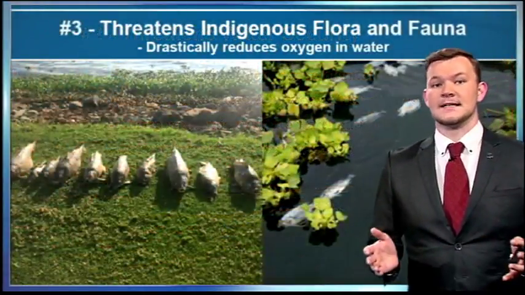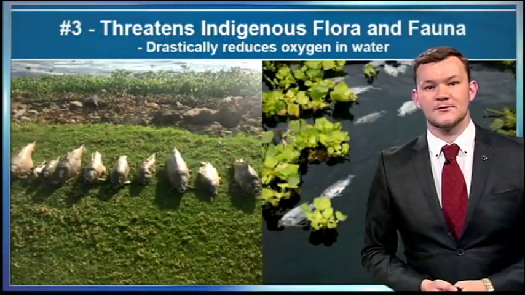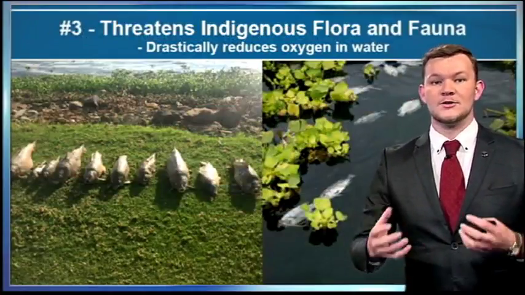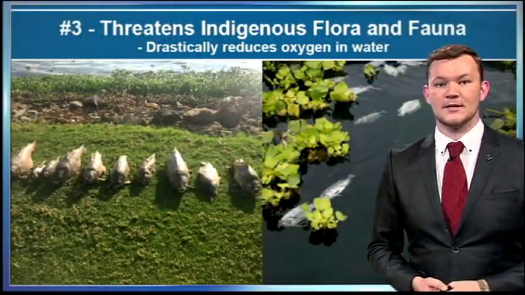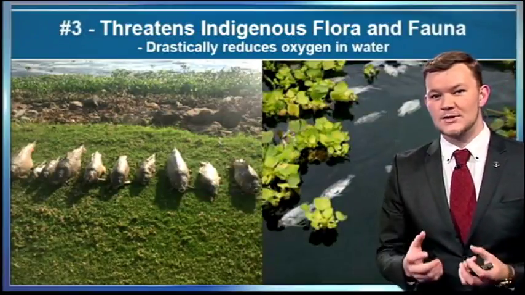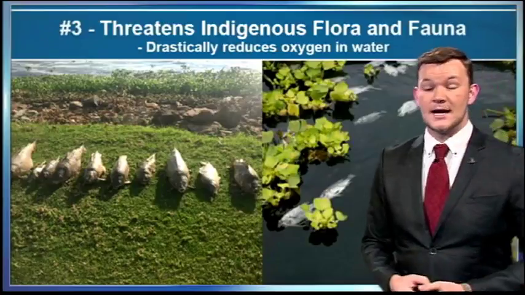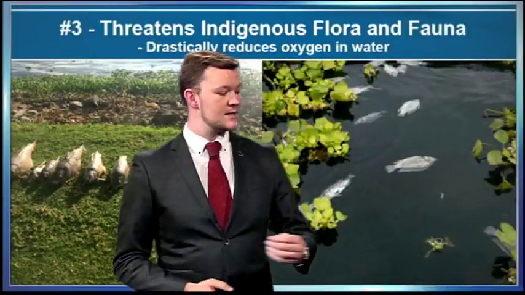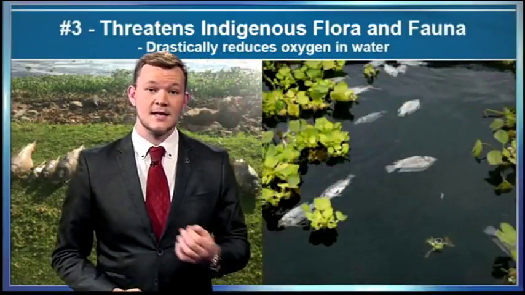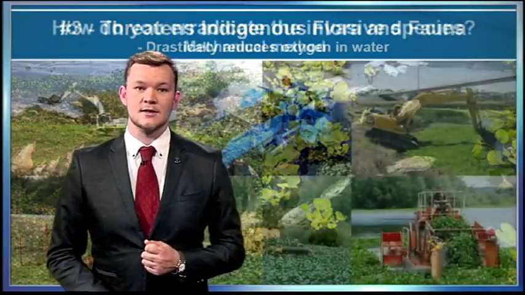So another thing that it does, well, it gets rid of indigenous flora and fauna. It is so dominant in a biosphere there that it drastically reduces the amount of dissolved oxygen in the water. This will kill fish, and as you can see, we have some examples of this. Dead fish will be seen in the water, and that is one of the signs that you have an extreme problem with water hyacinths.